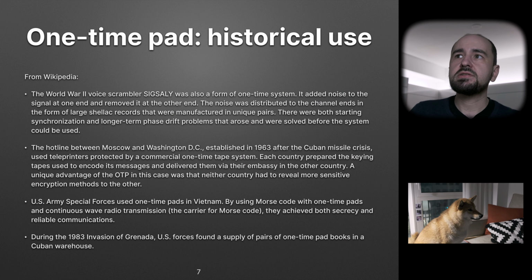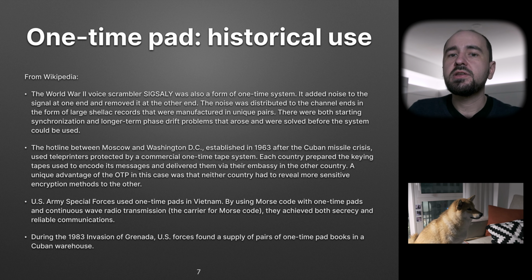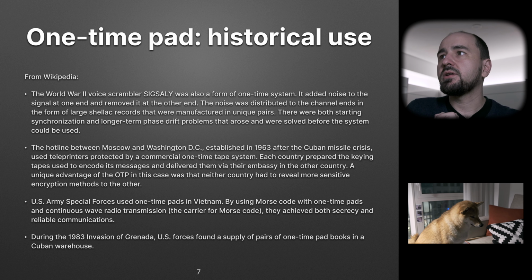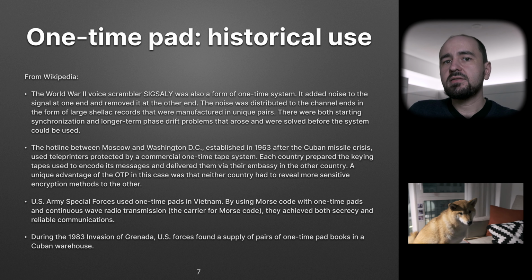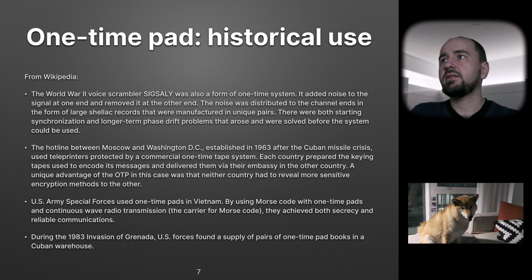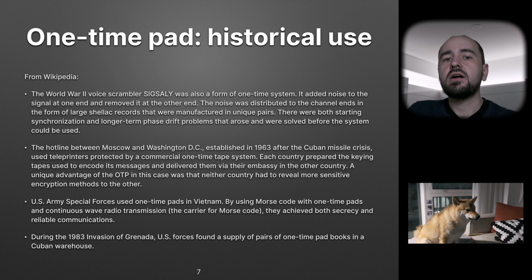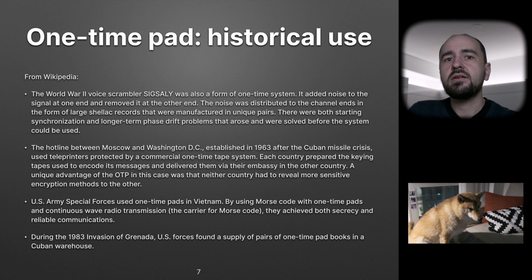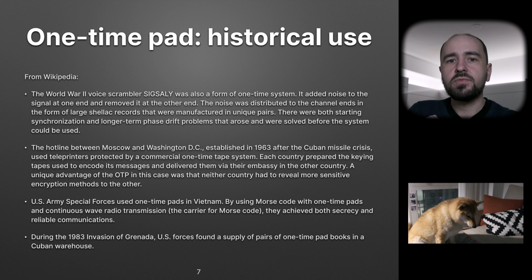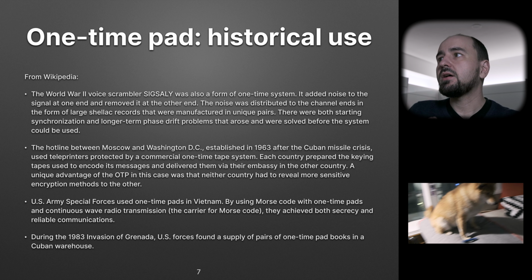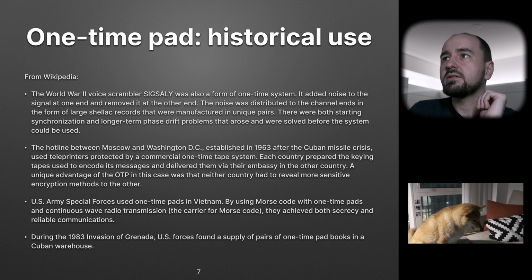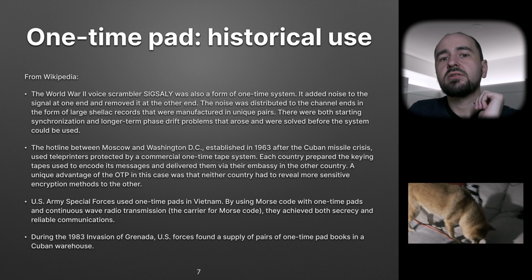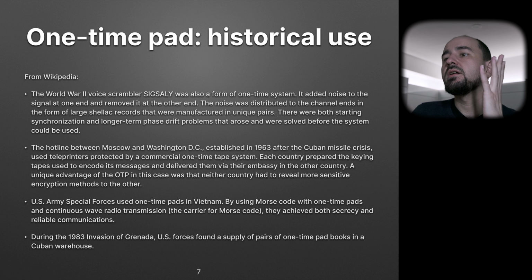So one interesting use is that during World War II, they used this voice scrambler, and what they did is they injected noise into the signal that was encoded with a one-time pad, and then they basically removed the noise on the other end with the same one-time pad. So they could broadcast signals, and nobody else could listen to them because it would just sound like noise to whoever doesn't have the key.